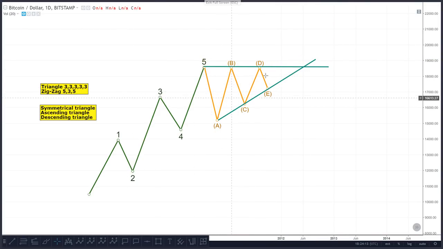Right, so this is an ascending triangle. As I say, we're getting higher lows, which is what we often see in a bullish market. Obviously this is bullish, the impulse wave is going up here, and we often see these higher lows but a resistance line here, forming an ascending triangle.